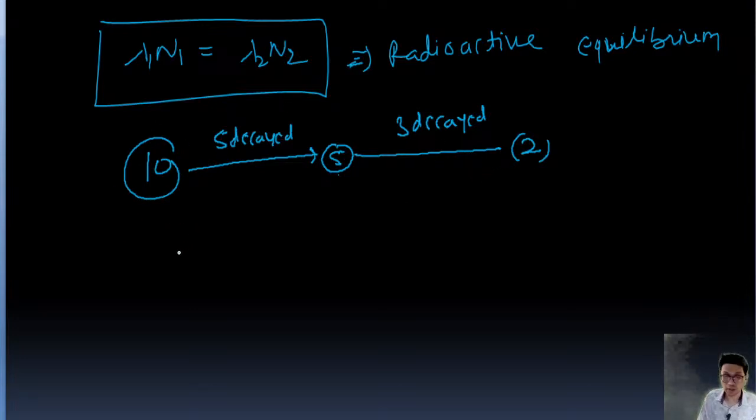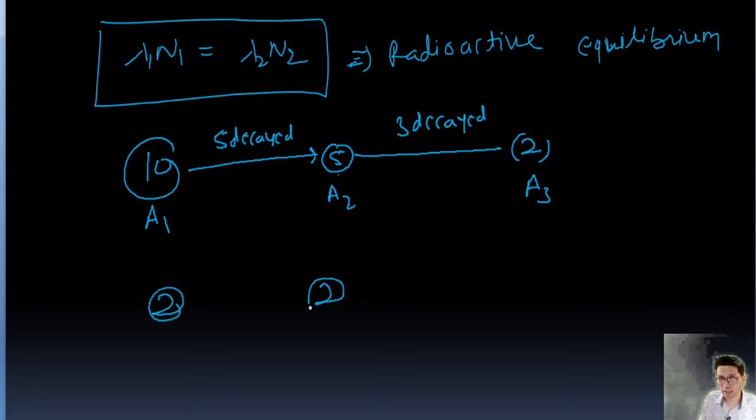For example, here also, if you take this A1, this is A2, and this is A3, then in this case lambda 1 N1 will be equal to lambda 2 N2 for radioactive equilibrium. Or we can take one more example, that there are 2 radioactive nuclei, and there are also 2 radioactive nuclei.